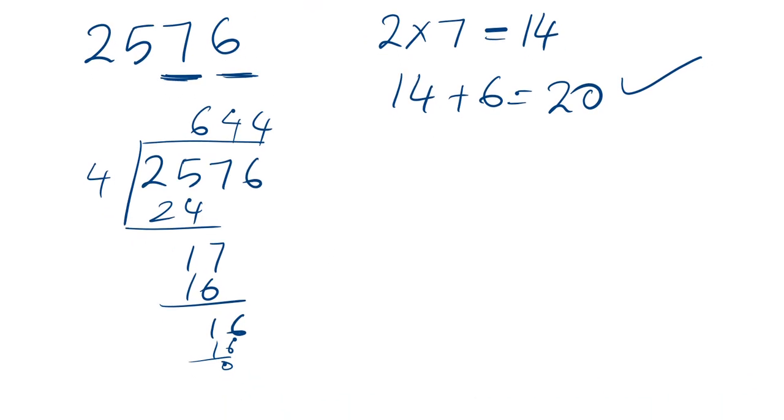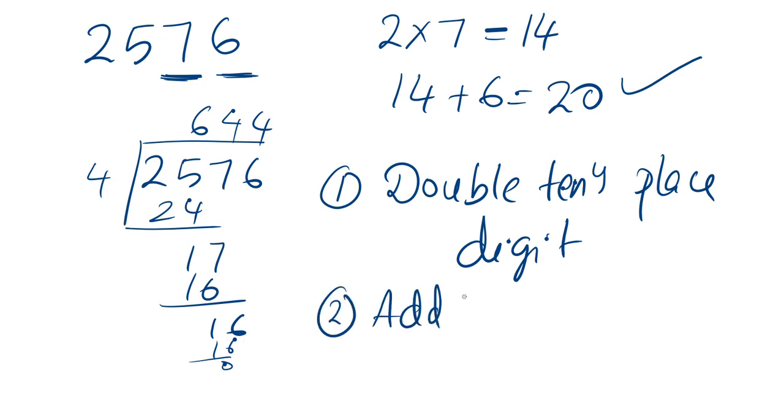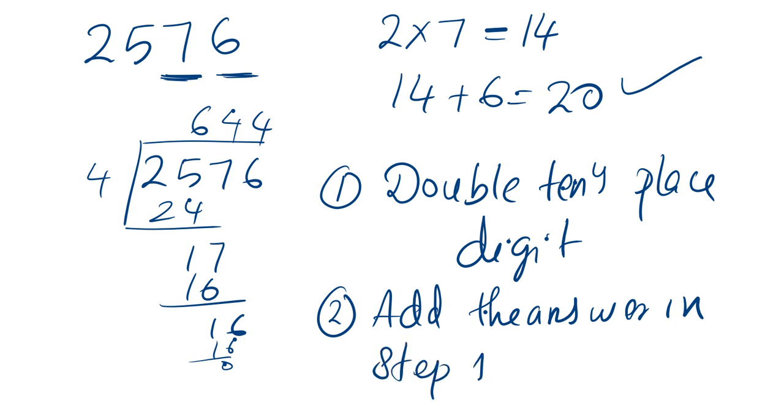So how can we make sure that this number is divisible by 4? First, double the tens place digit. Then add the answer in step 1 with the ones place digit.